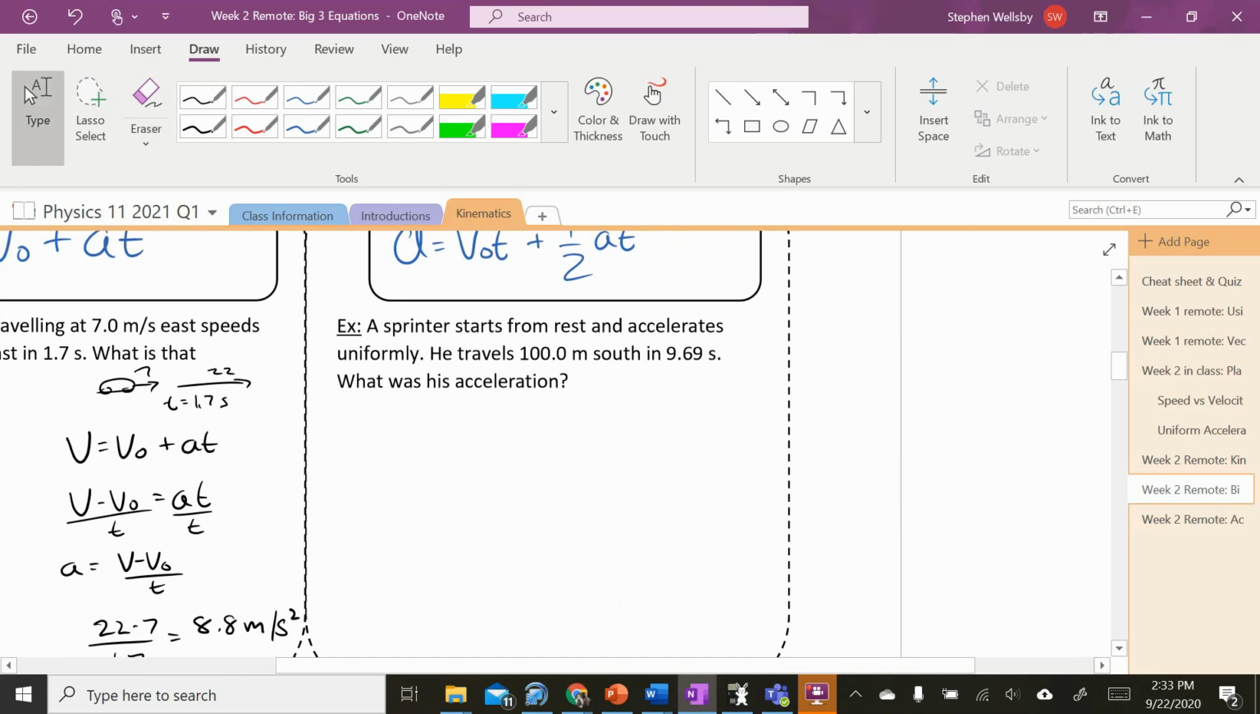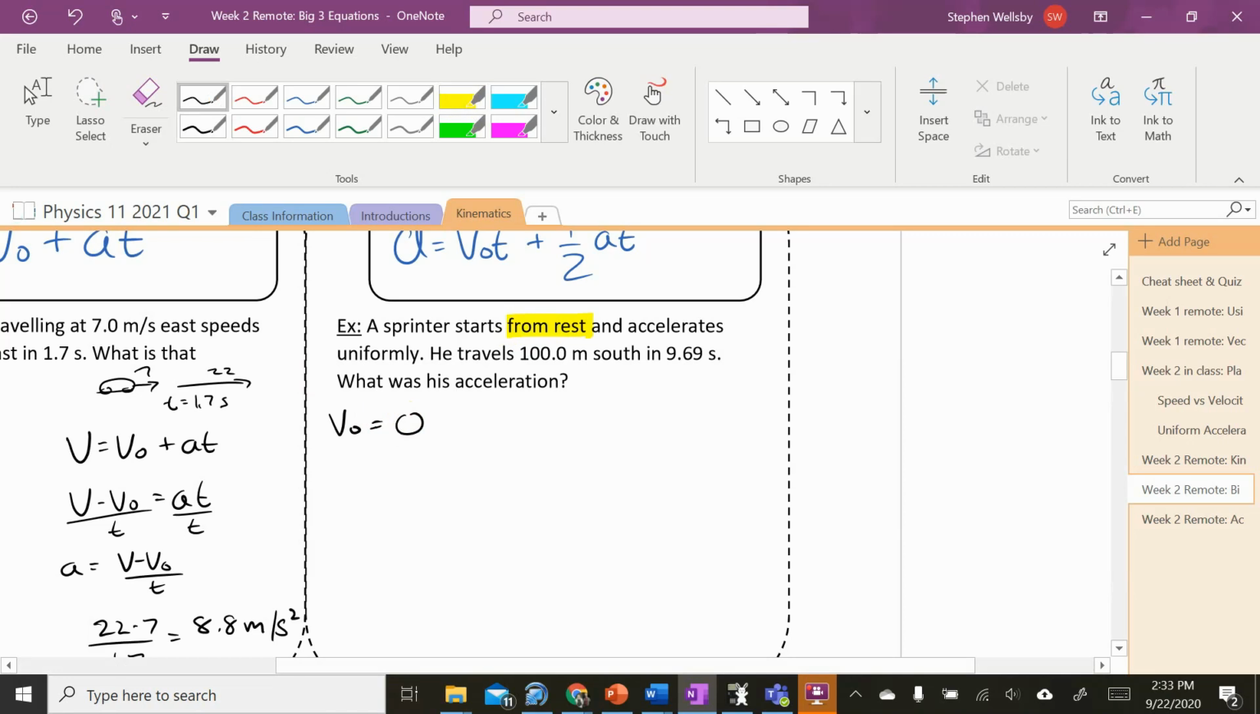Let's see what we know first of all. I'm not too worried about the drawing, but we have a sprinter who is traveling 100 meters south in 9.61 seconds. What is their acceleration? So let's go over our variables. V naught, do we know that? Well, the number isn't given in the question, but we still do know what our V naught is. And this is where you have to be careful to read the question carefully, because what it says is that he starts from rest. Now, from rest means that my initial speed is 0.